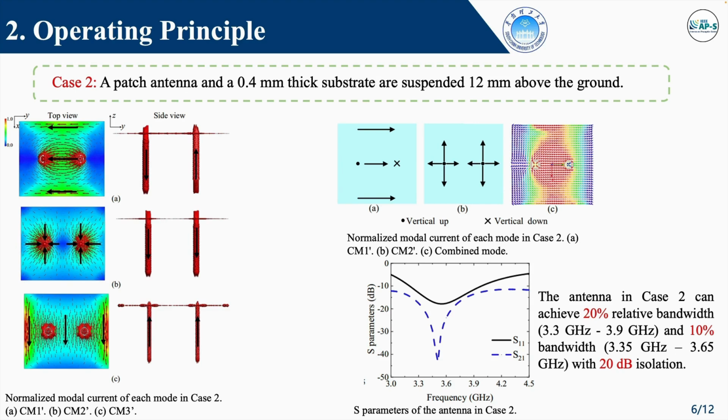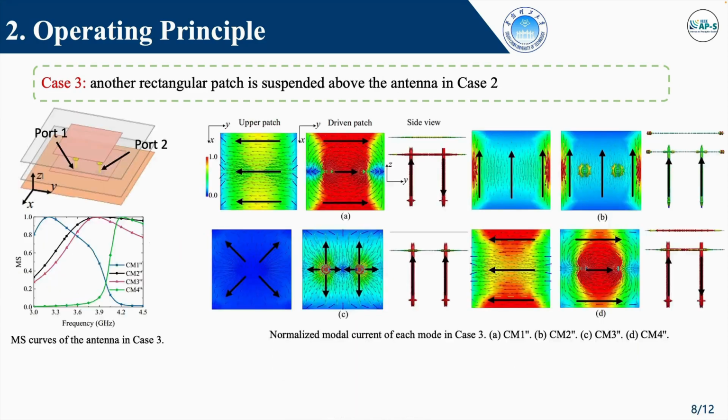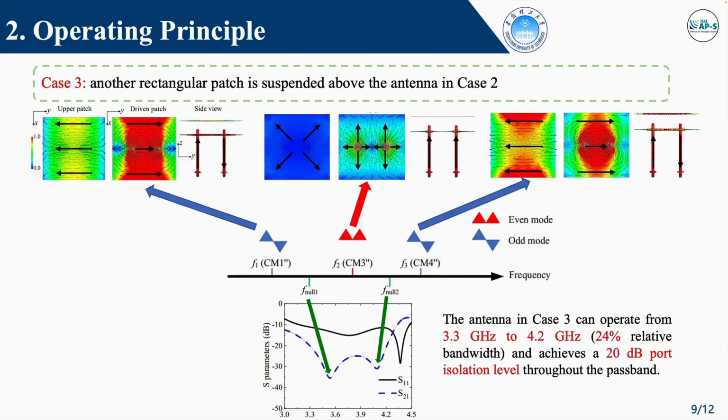However, the antenna in case 2 suffers from a narrow decoupling bandwidth. To address this issue, another rectangular patch is suspended above the antenna in case 2, which leads to the evolution into case 3. A new characteristic mode, CM4, corresponding to the TM01 mode of the stacked patch antenna, is introduced. A trip-mode operating scheme is proposed to demonstrate the broadband decoupling phenomenon in case 3.